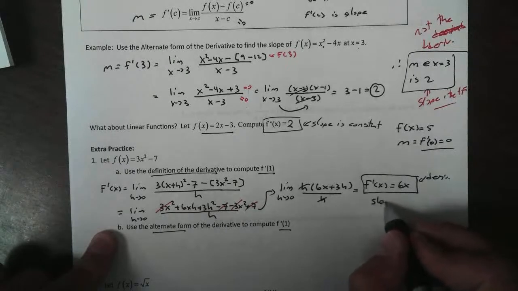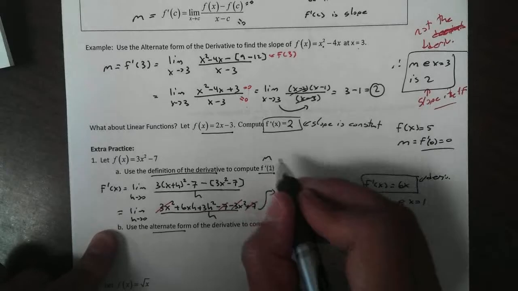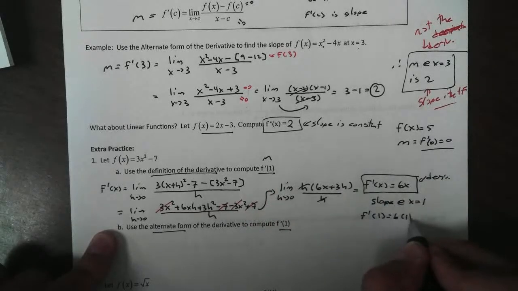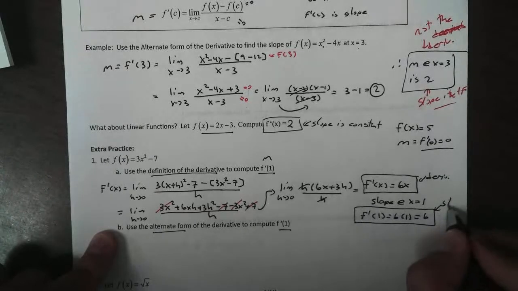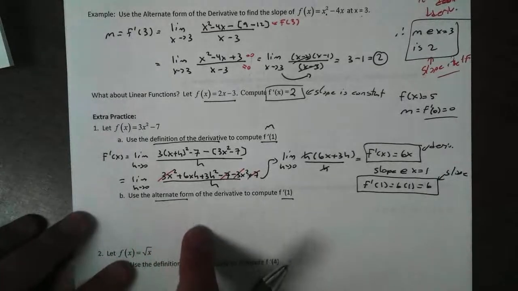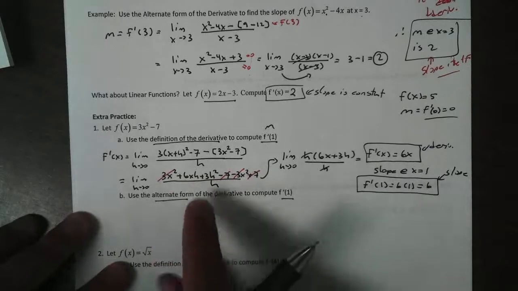Now we got to get the slope at x equals 1, because that's what this is looking for, right? The slope. And we would get f prime of 1 equals 6 times 1, which is 6. So there's the slope right there. All right, now let's take a look at the same formula, but this time let's use the alternate form.